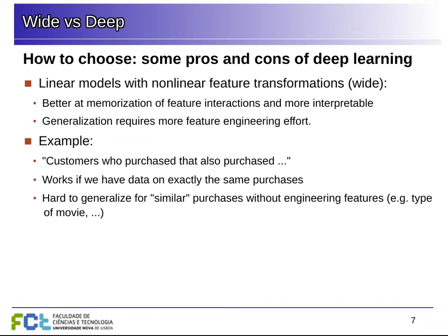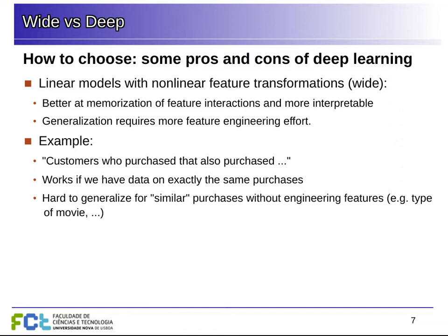So here are basically 2 trade-offs between wide and shallow models versus deep models. With linear models, we use just one layer, for example, one single nonlinear transformation, and they tend to be better at memorizing interactions between some features or some examples. For example, we can find that customers who purchase some specific item also purchased another type of item. And this works well if we have data on exactly those examples.